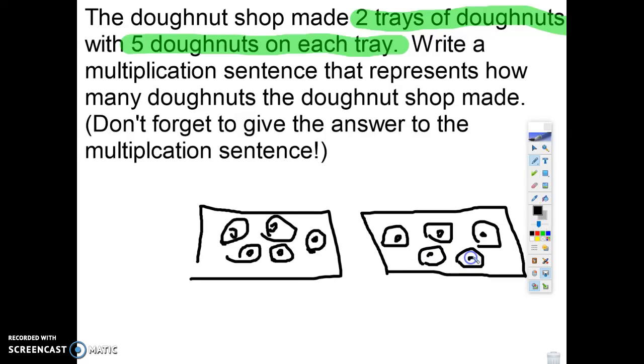So this picture represents the multiplication problem above, but you also need to remember to write an equation and the answer to that problem. So I have 2 trays, which is my first number. I have 2 times the 5 donuts on each tray. And if I were to count them all up, I have 5 here. So I have 6, 7, 8, 9, 10. So this word problem shows 2 times 5 equals 10. Okay, one more to go.